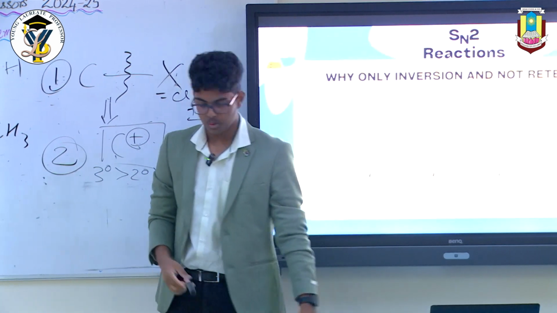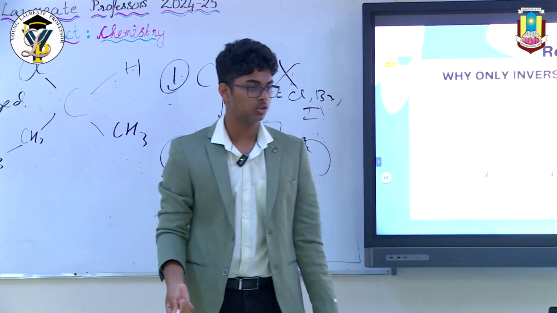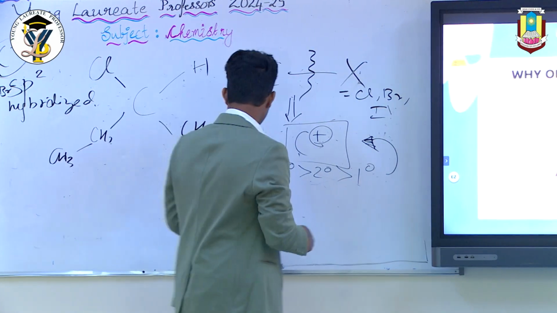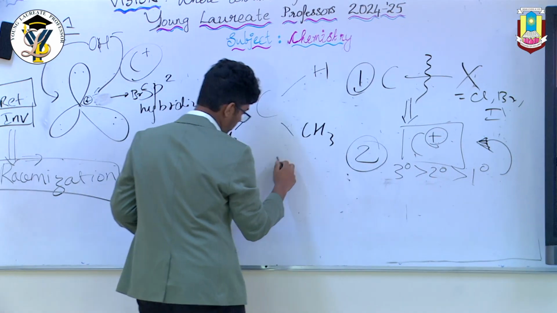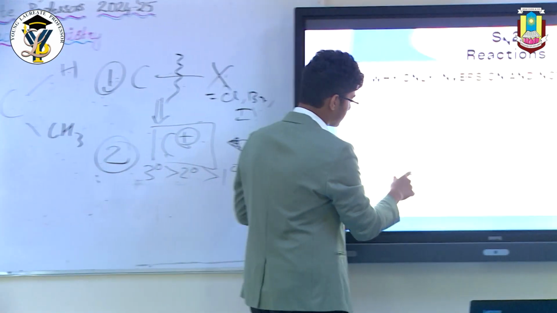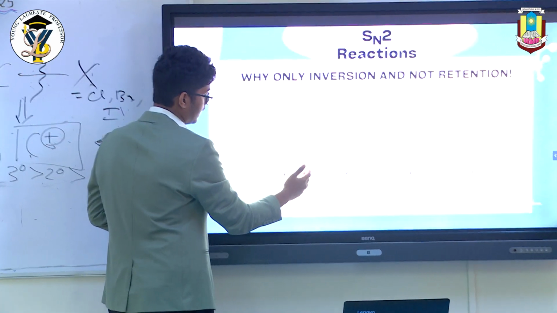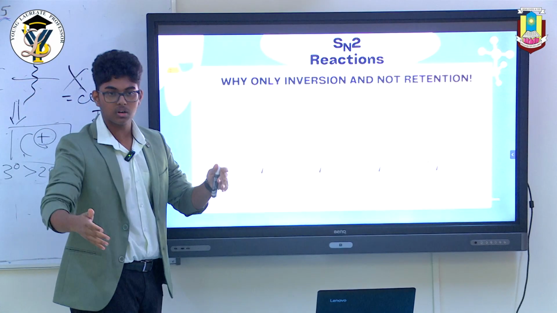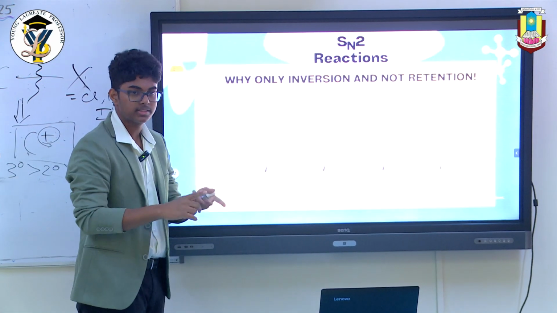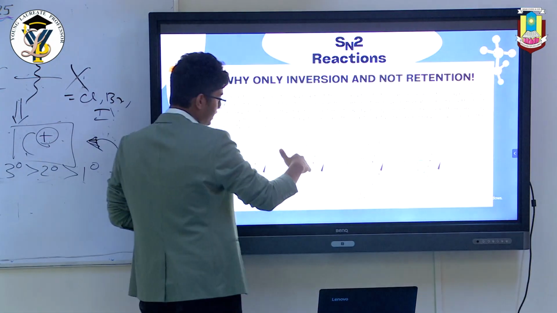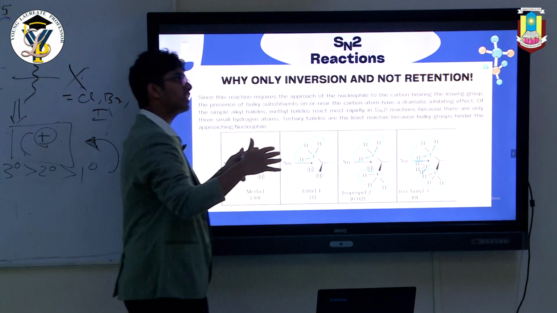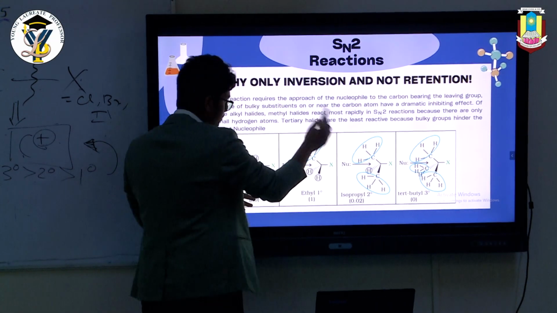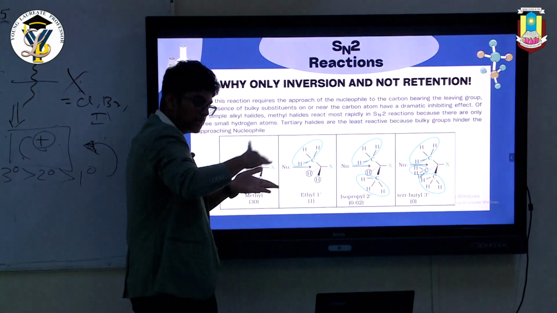Yeah, so you might be asking why only inversion in SN2 and why not retention, just like the SN1 reactions. So let's say there's an alkyl halide over here. We can say that there are three types: primary, secondary and tertiary. When the nucleophile attacks a primary one, there's going to be less steric hindrance. So if the nucleophile is coming from this side, it's going to face a little bit less repulsion.